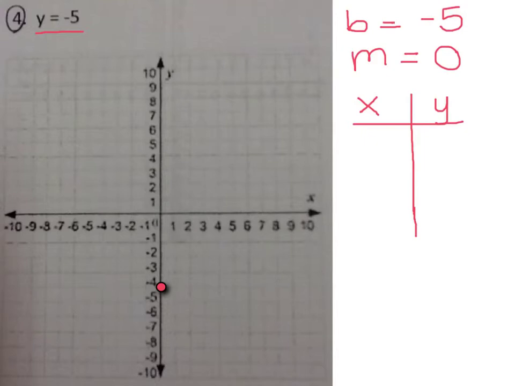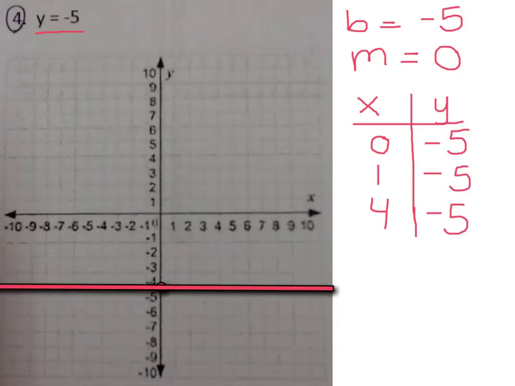If x equals 0, y equals -5. That's the y-intercept. If x equals 1, what is y? Yes, it is still -5. How about x equals 4? Yep, y is still -5. So we end up with a horizontal line at -5. This makes sense because the slope is 0.